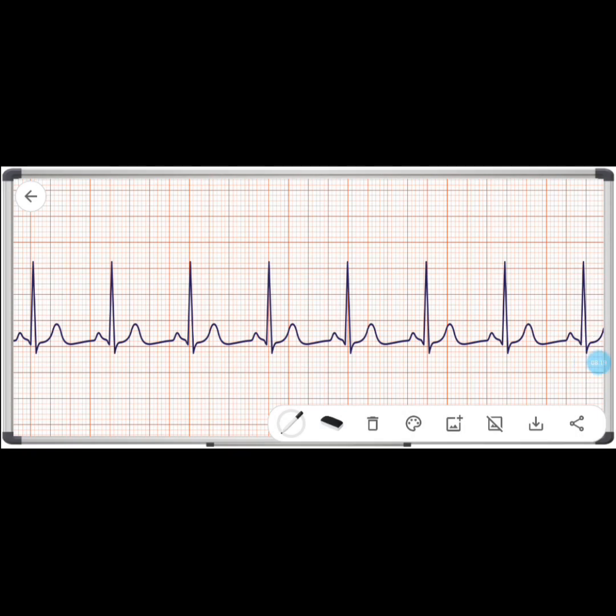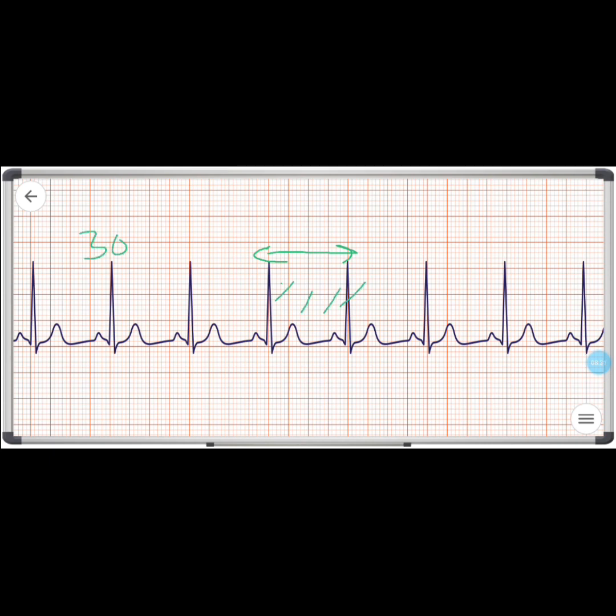So this is another ECG. We see that the RR seems constant everywhere. So let's calculate the number of large boxes between two R's. It's 1, 2, 3, and 4. So we have 300, the constant, divided by 4. What's going to be the answer? I want you to guess. It's 75. The heart rate is 75. So this is for when the RR intervals are constant everywhere.